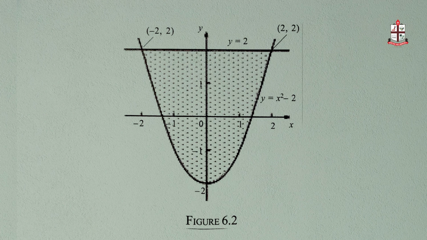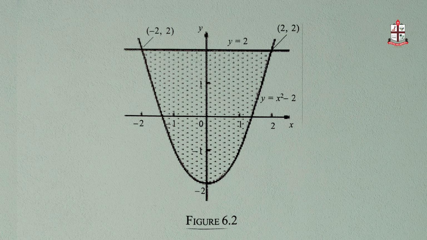In the next figure, y is equal to 2 and the parabola is there, and you are getting 2 points, minus 2, 2 and 2, 2, and the elimination values. y is equal to x square minus 2 is the parabola, and you can do it likewise.